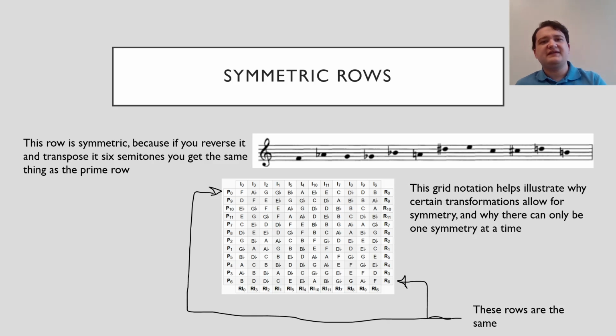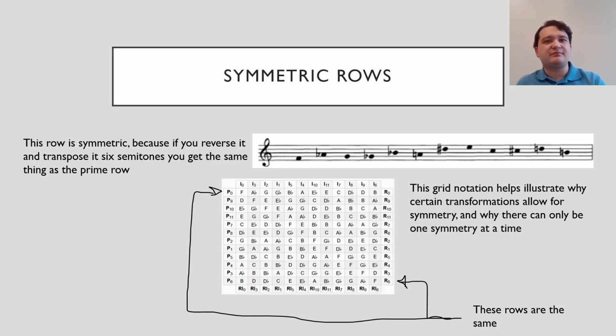I was able to prove several results that deal with symmetric rows. For one thing, symmetric rows can only be equal to themselves under a combination of transposition and reversal, or a combination of transposition, reversal, and inversion. One proof of this was already known, but I was able to prove it a second way using the grid notation commonly used by tone row calculators.